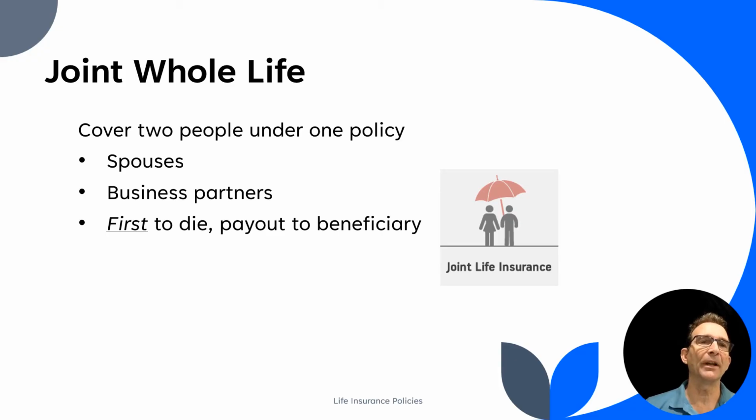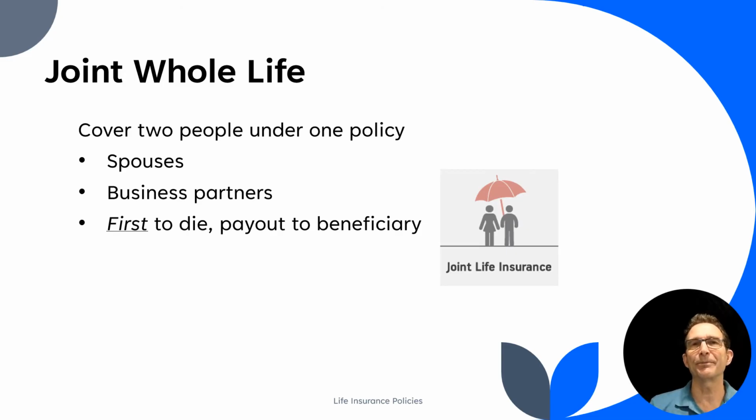All right, joint whole life. This is a way of covering two people under one policy. This is something that's most commonly, of course, done with married people, spouses. It can also be done, though, with business partners. This is a way of having a two-for-one life insurance policy. So rather than having the expense of one spouse having a policy, the other spouse having a policy, they put themselves together under one policy.